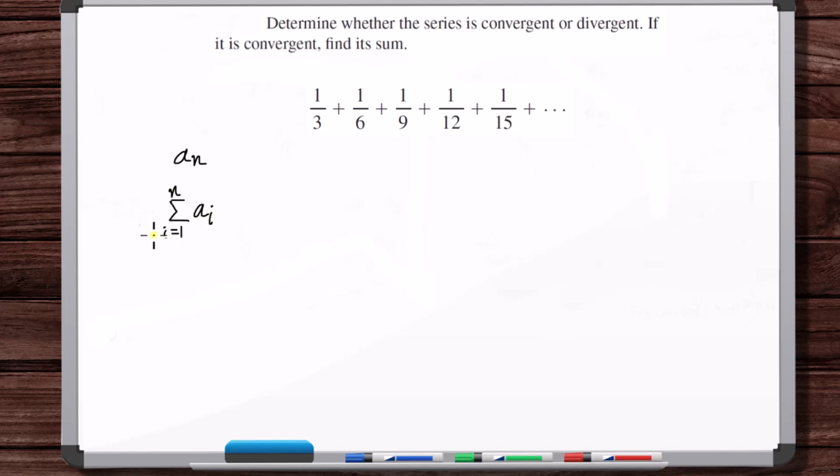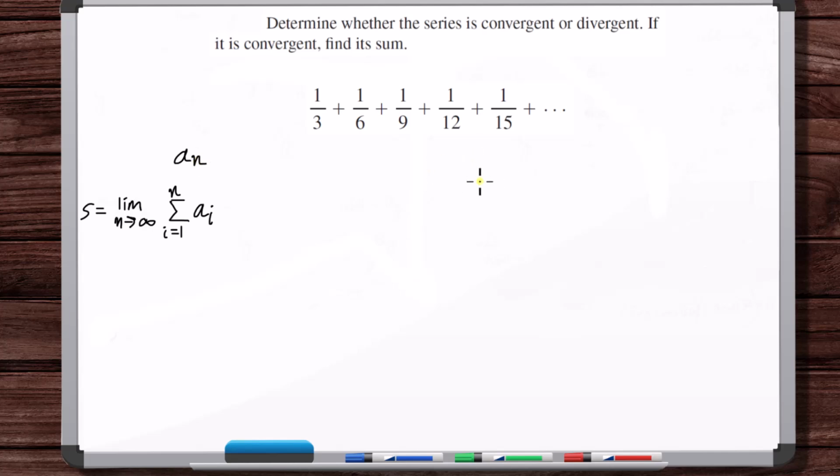This is the partial sum, because you're summing the first n terms, but if you take the limit as n goes to infinity of this, then you have the infinite series. So before, you would call this S sub n, and then this, they just call it S. This is the infinite sum. Okay, so where we can start is, let's see if we can get this a sub n here.